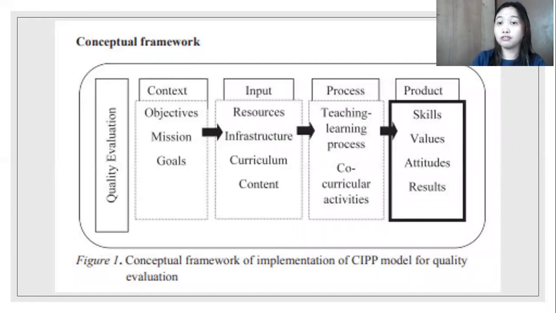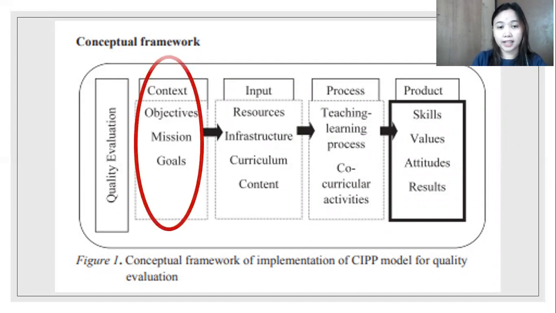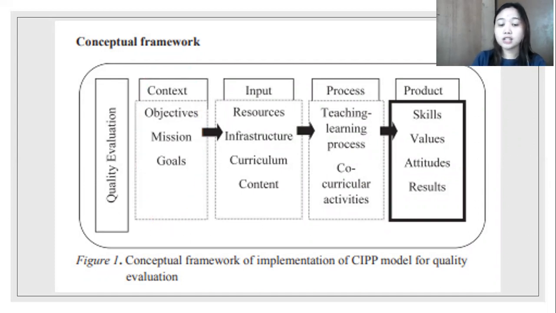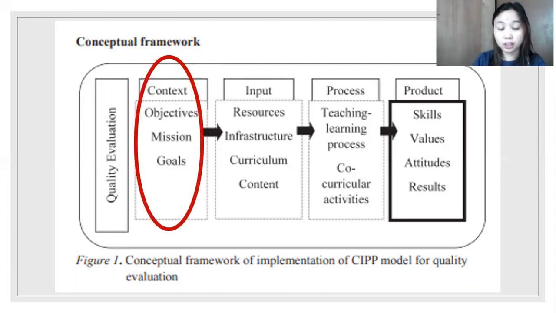Now, we look further at the four dimensions of the CIPP model. First is the context. Now, the context refers to the needs and opportunities that define the goals and objectives on the basis of which the outcomes are attained. Some questions that context deals with are the following. First, are the aims of the school suitable or not? Do the objectives generate from aims? Are the courses taught relevant to the aims? And is the school fulfilling social needs?